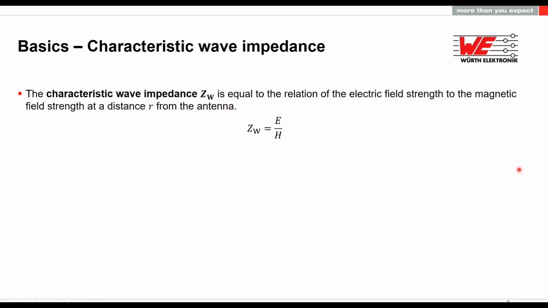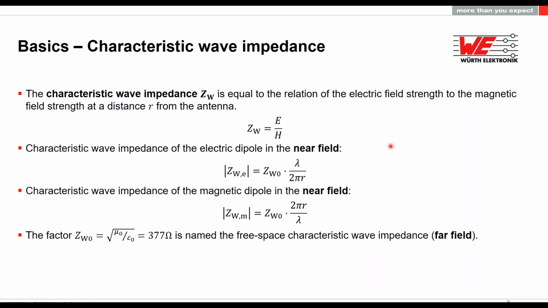Another basic thing is the impedance of a wave. We can calculate the impedance of any wave by the relation between electric and magnetic fields. We can measure the electric field and the magnetic field, and with this relation, we can calculate the impedance of this wave. How can we divide it? Because normally we have near field and far field. For the near field, we have these two equations for electric field and magnetic field, which allow us to calculate the impedance of the wave.